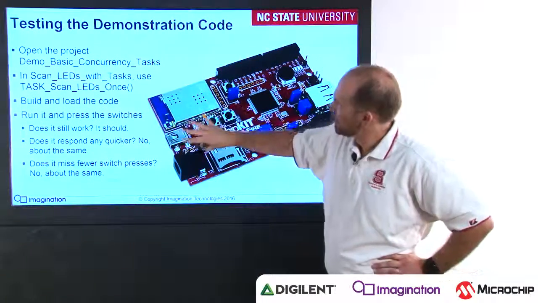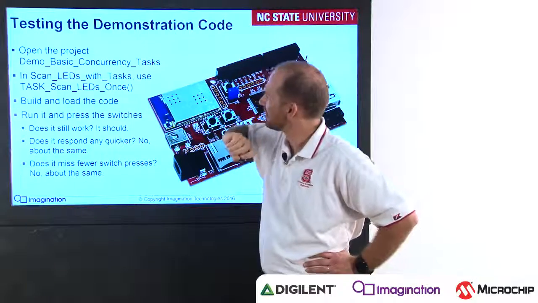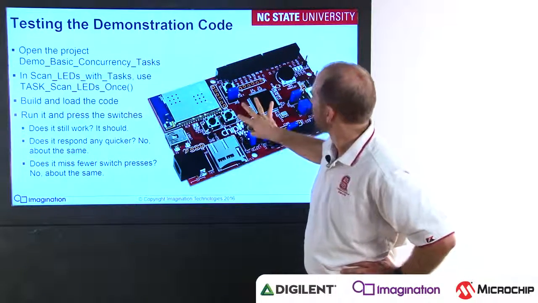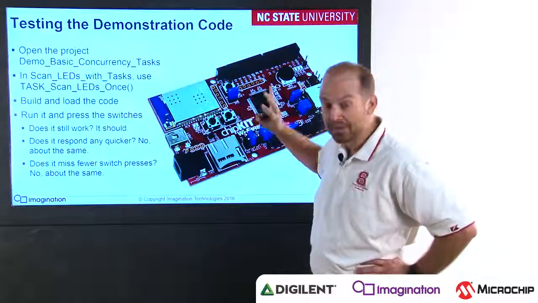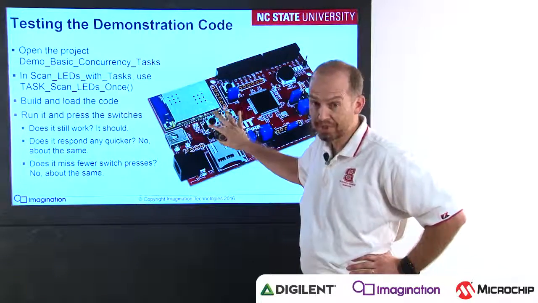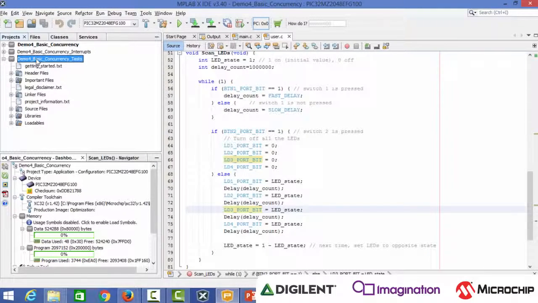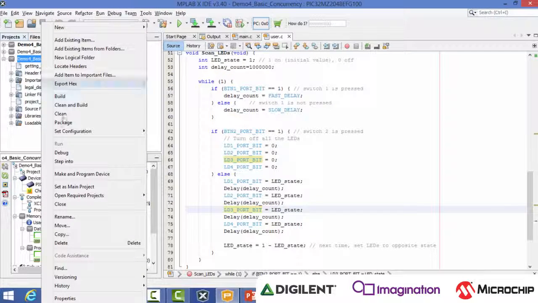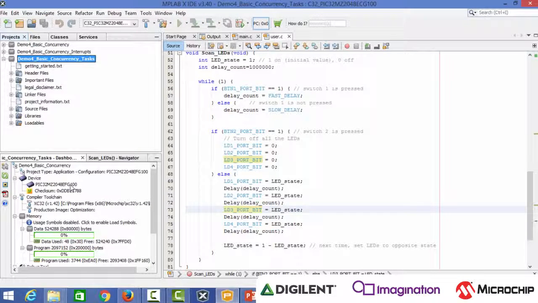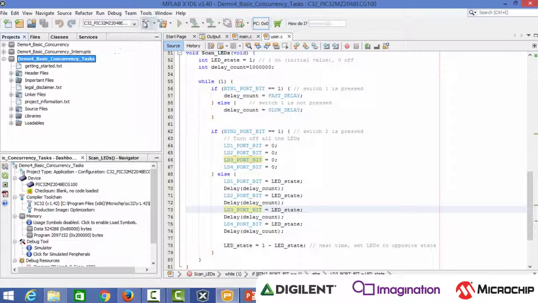The next demonstration in this module is called Demo Basic Concurrency Tasks, and this does the same thing as the first demonstration, but using tasks. We can open it up here in Lab 4. We select Demo 4 Basic Concurrency Tasks. We can right-click on this to set it as the main project, and we will select our processor and build it.